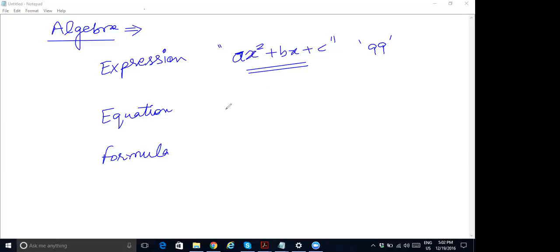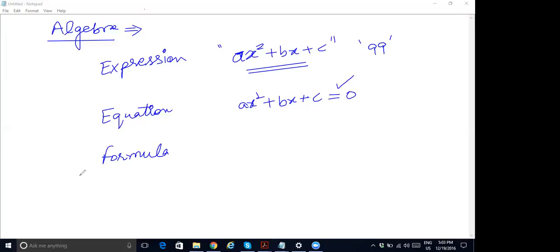When we say equation, it is something where we have to equate the expression to some constant value or maybe zero, or when two expressions are equated. So wherever you see the equal to sign, that is where we say it is an equation. And this is the difference between expression and equation. Now when we come to formula, what is your understanding of the formula?